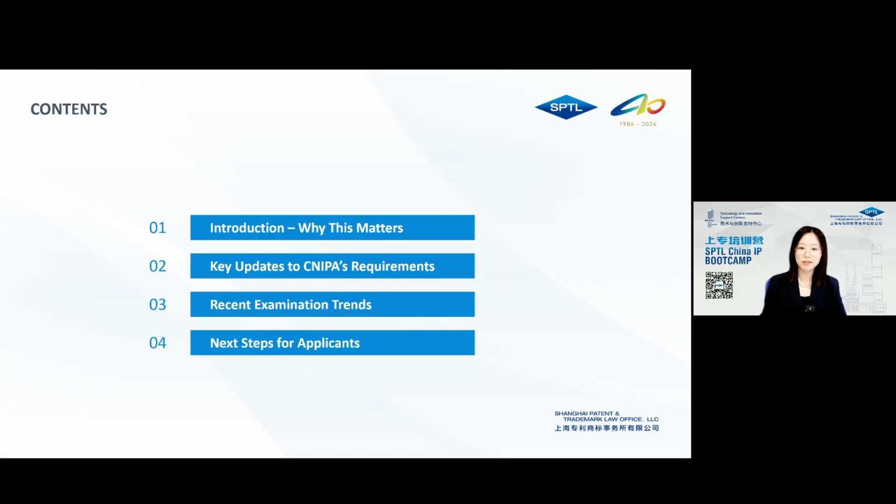Here is today's structure. We will begin with an introduction explaining why this topic matters. Next, we will review the key updates to the examination requirements of CNIPA, Trademark Office in China. Then, we will analyze recent examination trends led by the updated requirements. Finally, we'll discuss practical next steps for applicants to navigate these changes effectively.